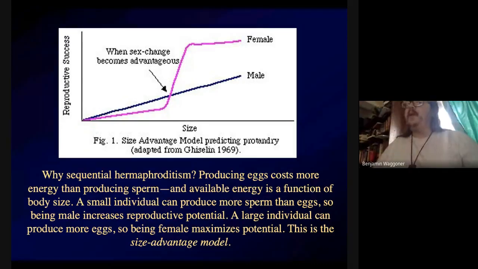Once you get large, once you've built up energy resources and built up large size, now you're capable of producing more eggs. And right at the point where those lines cross, that's the idea that once you exceed a certain size, it becomes more advantageous to be female than be male. Now you've got the resources to start cranking out eggs. And so being female above that size maximizes your potential. This is Gieselin's size advantage model, predicting the conditions under which protandry is going to be favored.